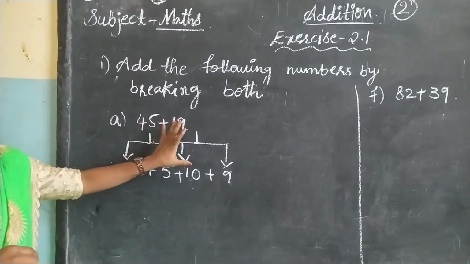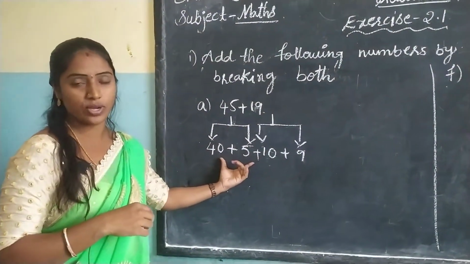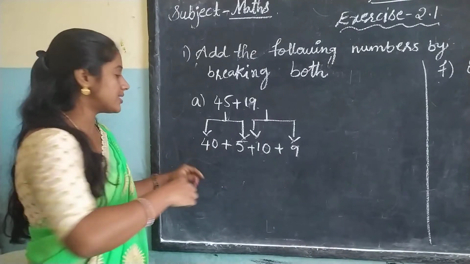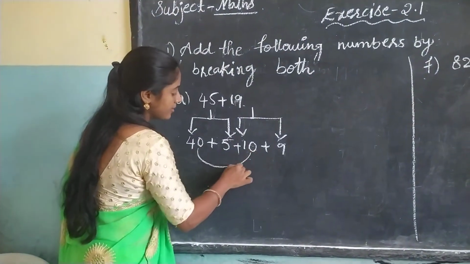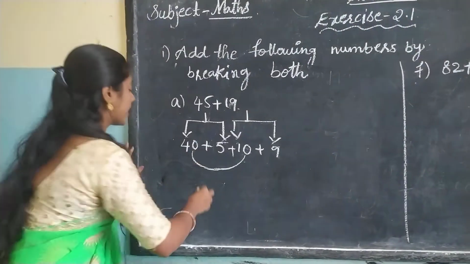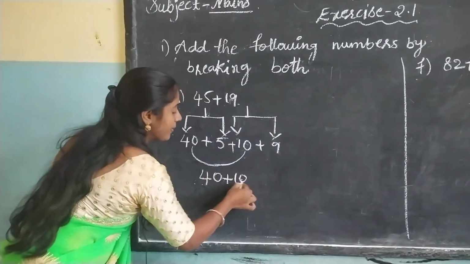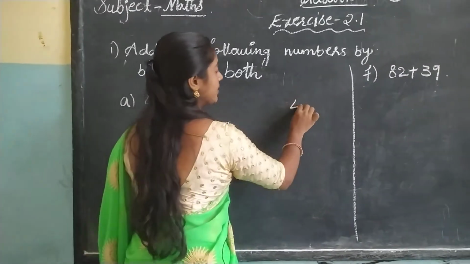In this way you have to break these numbers. Okay. First you have to add tens place. Here what is the tens digits? This 40 and 10. 40 and 10 you have to add first. Okay. Tens place you have to add first. 40 plus 10. How much 40 plus 10?